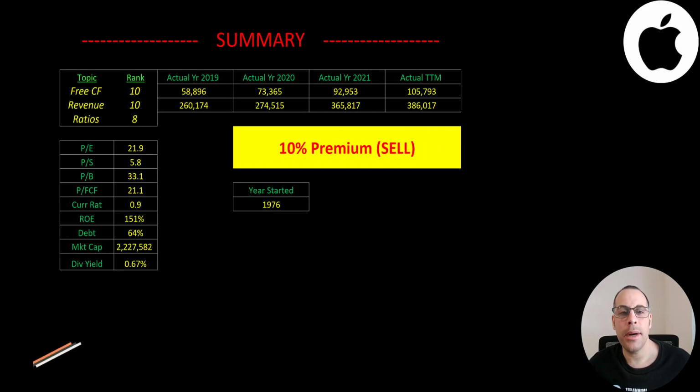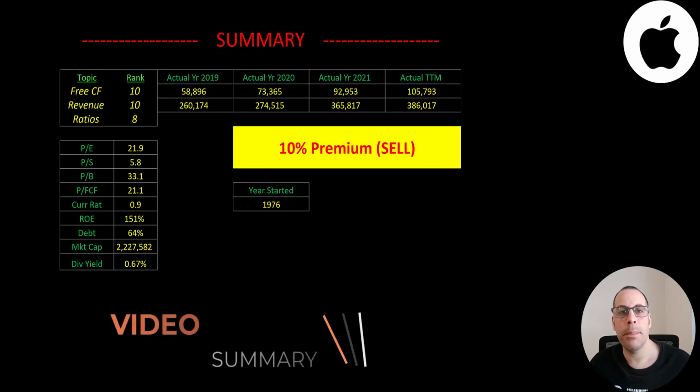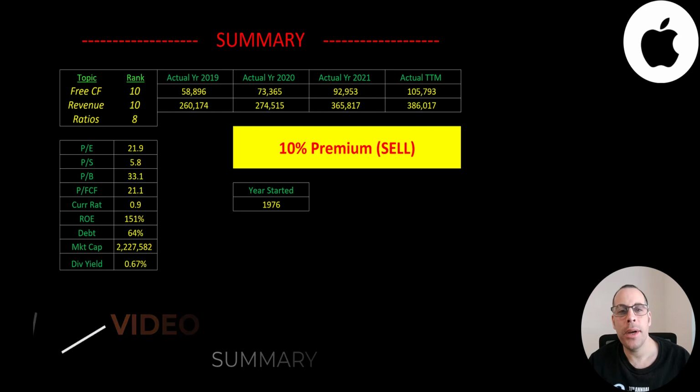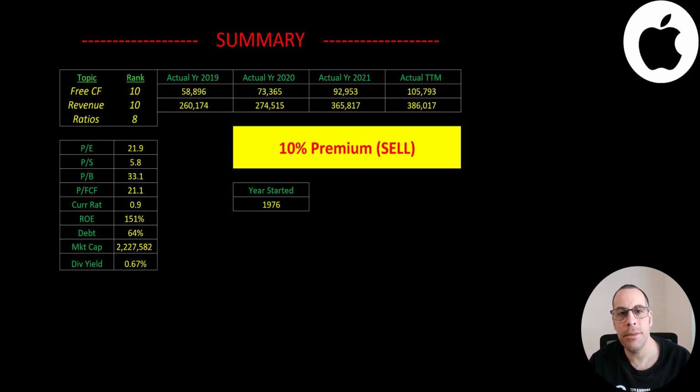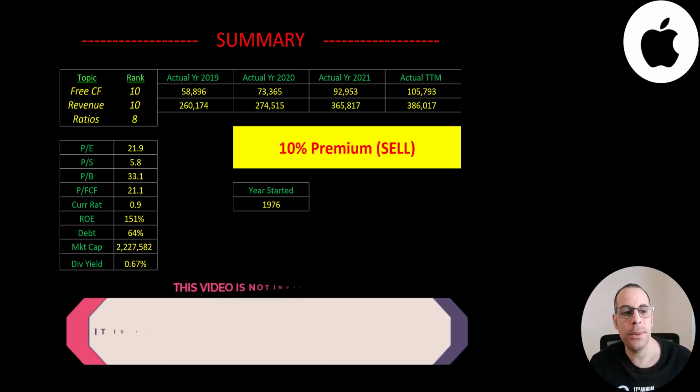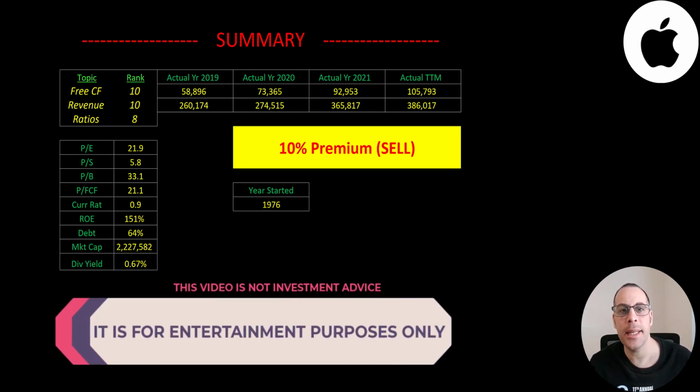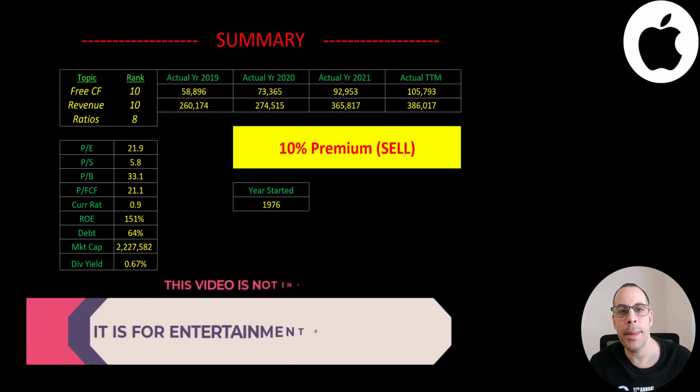So to summarize, I have them trading at a 10% premium, and Apple is just a giant of a company. Every time I look into investing into Apple, I think it's too overvalued and too expensive. But then the stock price goes a lot higher, and then I regret not investing in them. So it's one of those companies you really can't go wrong putting your money into. I rank their free cash flows 10 out of 10, their revenue 10 out of 10, and their ratios 8 out of 10. So let me know what you think.